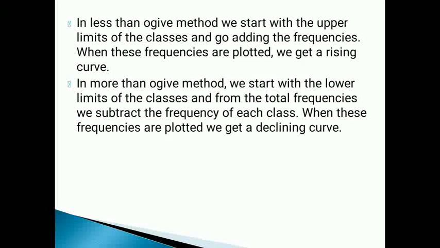In the less than ogive method, we start with the upper limits of the classes and go on adding the frequencies. When these frequencies are plotted, we get a rising curve. In the more than ogive method, we start with the lower limits of the classes, and from the total frequency, we subtract the frequency of each class. When these frequencies are plotted, we get a declining curve.